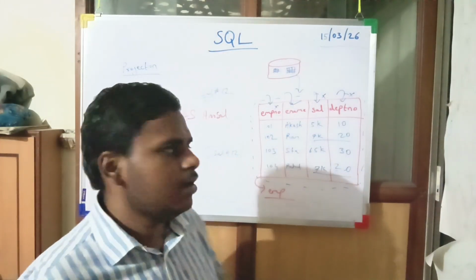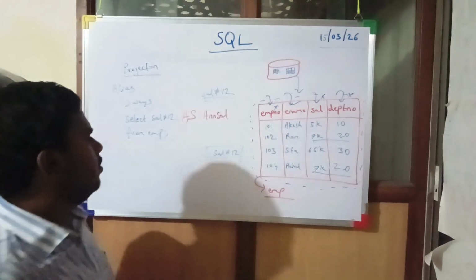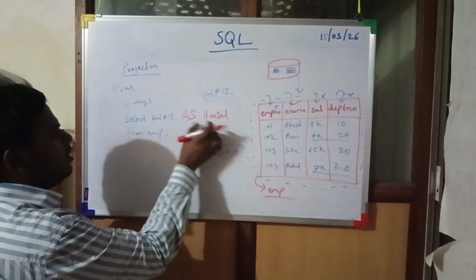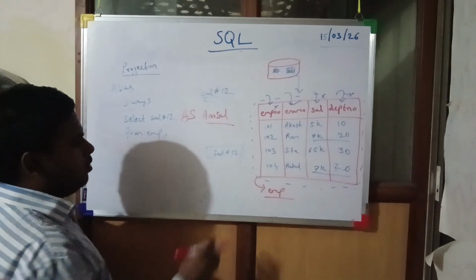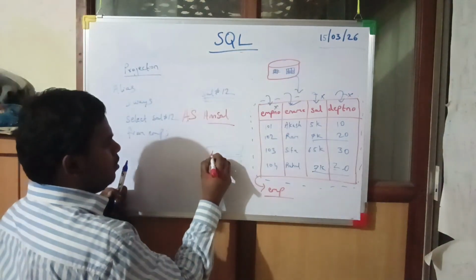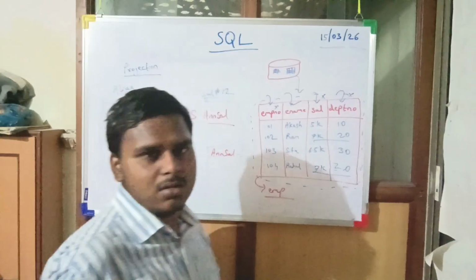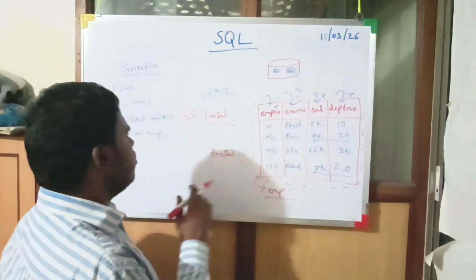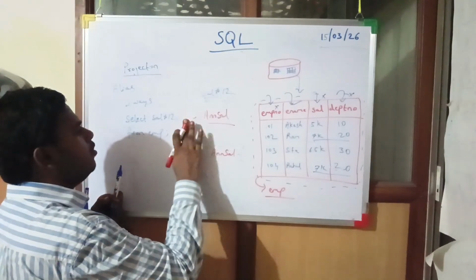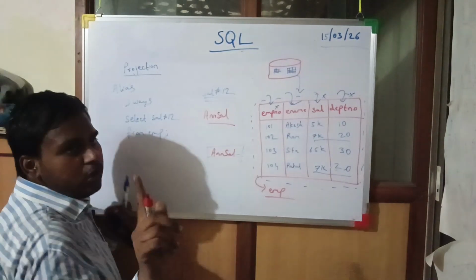If you want to use a single word you can use the as keyword. After giving the as keyword, just write the alternate name. So in the output, the column heading will be like that. But sir, this is also not looking good, and I don't want to use the as keyword. If you don't want to use the as keyword, just leave a space, only one space.